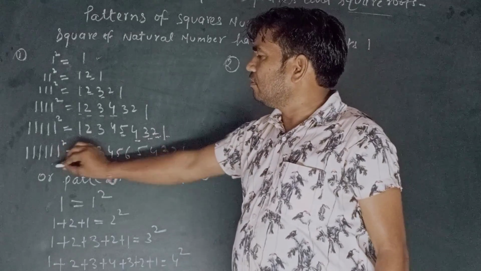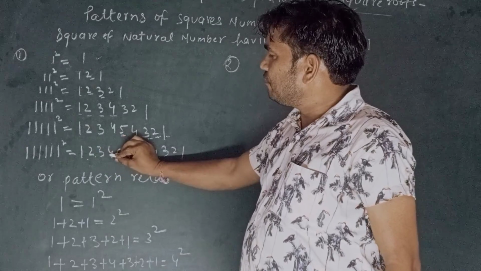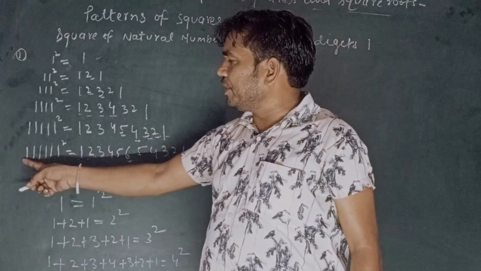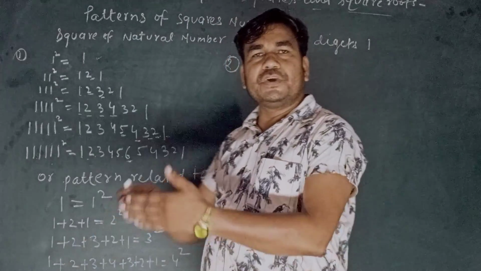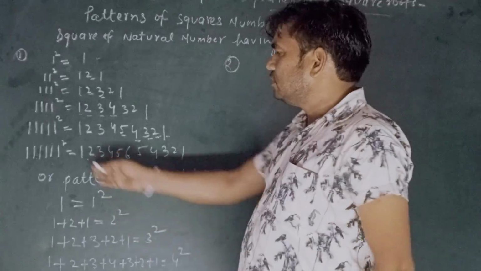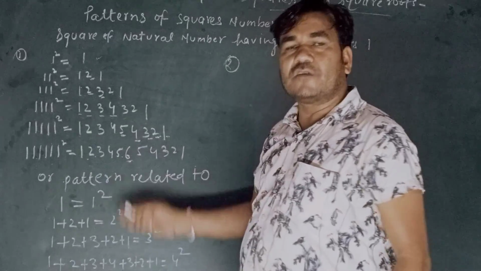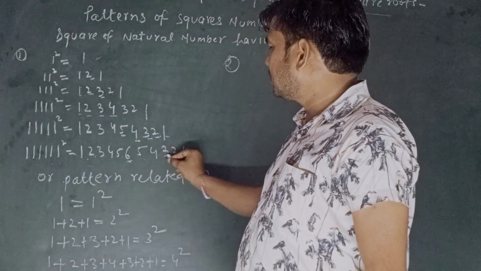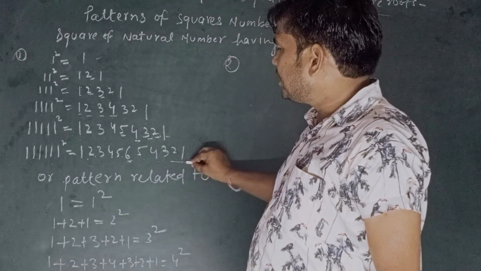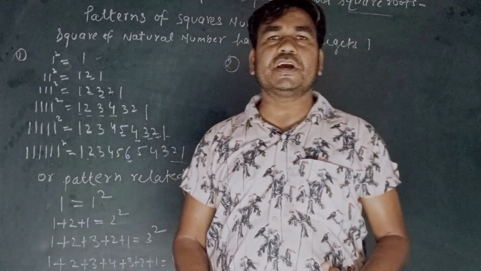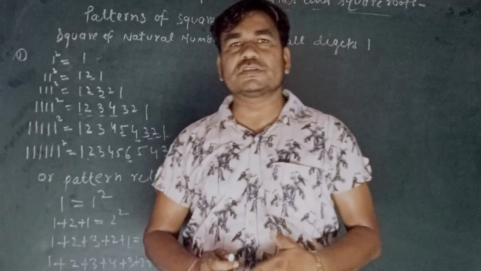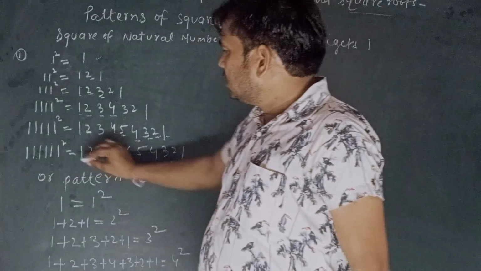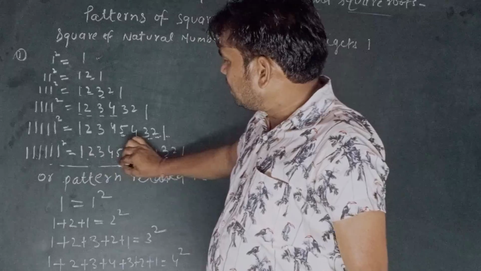In the same way, 1 2 3 4 5 6, because here the total count of 1s is 6, so we move forward to the digit 6. After that we reverse 5 4 3 2 1. So in the same way, students, you can make a pattern for any large number having all digits 1. So this is the pattern.